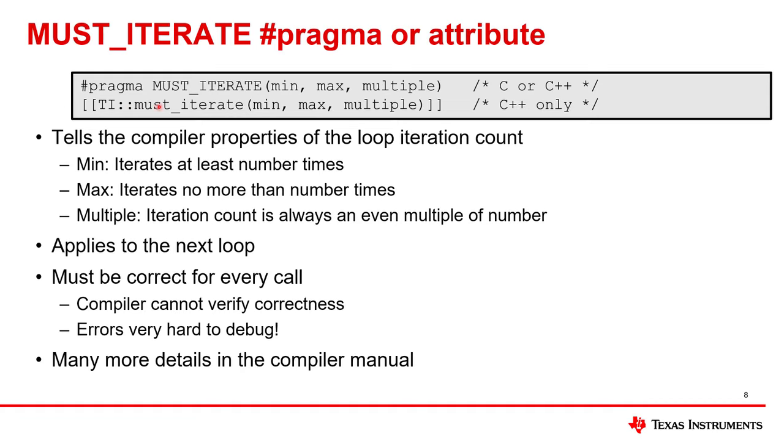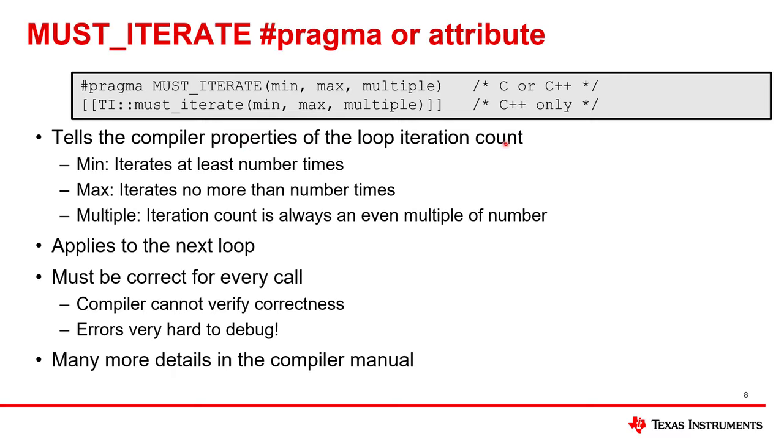I have a slight preference for the attribute version because it's really easy to write a macro that wraps the attribute. It's possible to write a macro that wraps the pragma, but it's a bit more tricky, and so I just prefer doing it this way. What does this pragma or attribute say? Well, it tells the compiler properties of the loop iteration count.